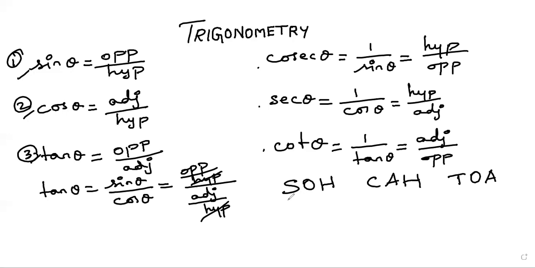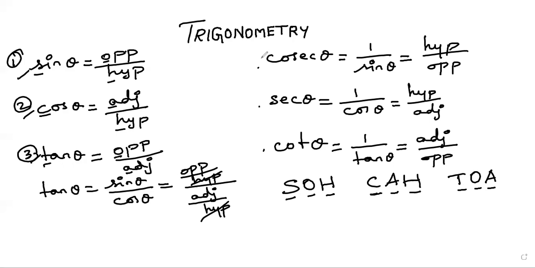So what is SOH? S is for sine, the opposite over hypotenuse. See, it is sine, opposite is here, hypotenuse is over here. So SOH. Okay, and what is CAH? CAH. So cosine, adjacent and hypotenuse. See, it is here. Cosine, adjacent, hypotenuse. And what is tangent? That is TOA. TOA is there, no? So tangent is for T, opposite and adjacent is for tangent.